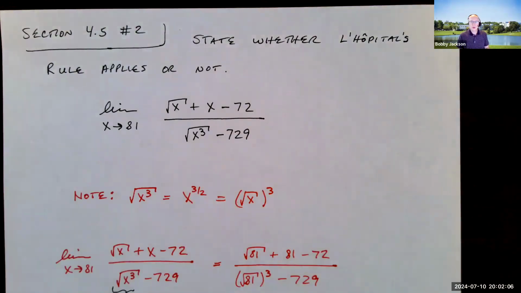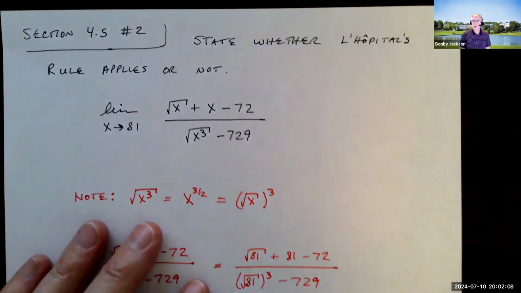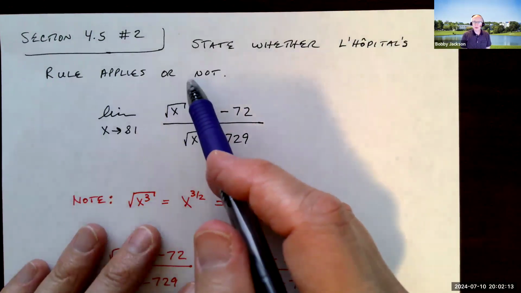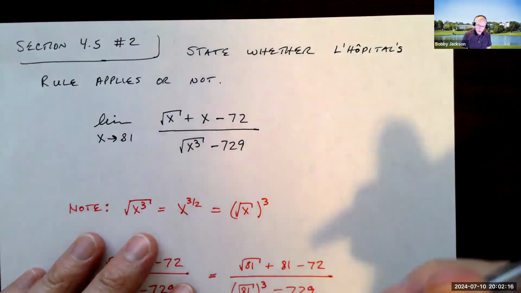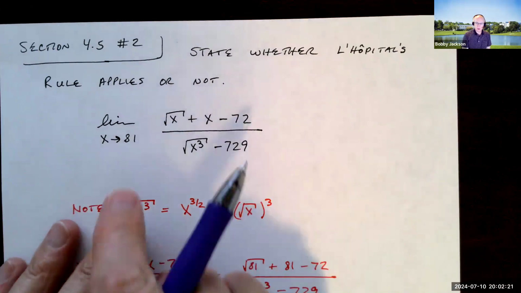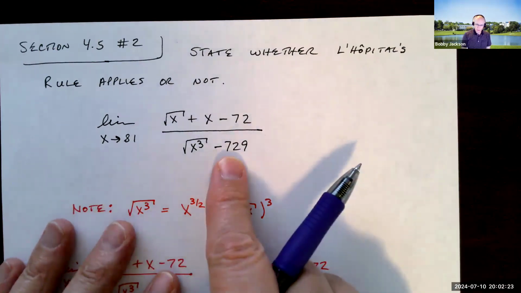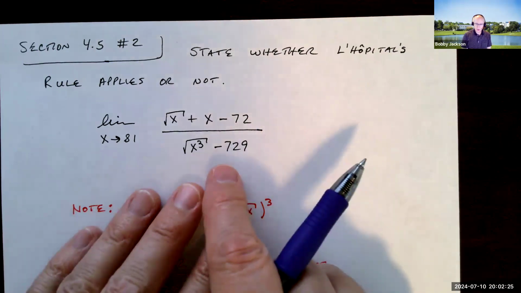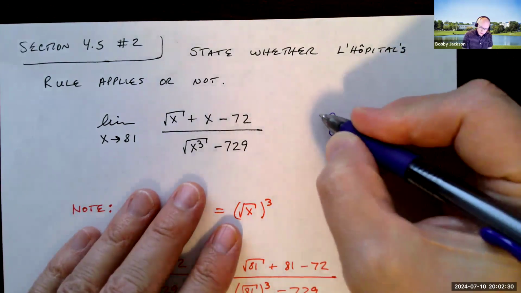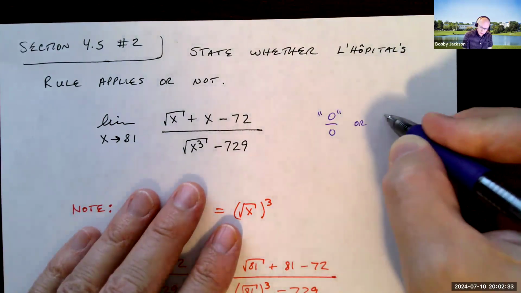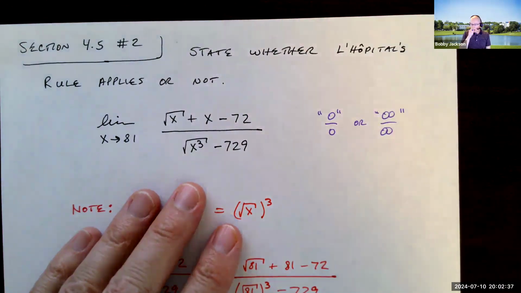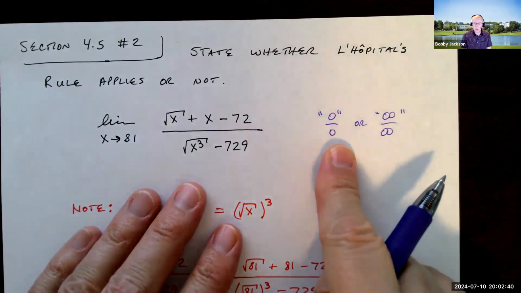We're going to look at number 2 in section 4.5, which is to state whether L'Hopital's rule applies or not. So remember, when we talk about L'Hopital, there's certain times when it applies and when it doesn't. And what does that mean? Well, when we're looking at this limit, the question is: is it indeterminate of the form what? 0 over 0 or infinity over infinity. One of these two forms would be L'Hopital's rule form, and then we can apply it.